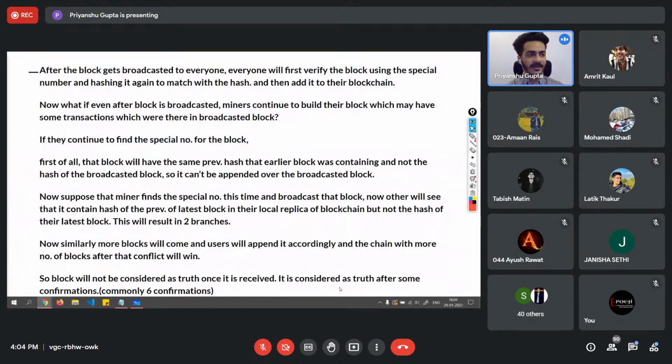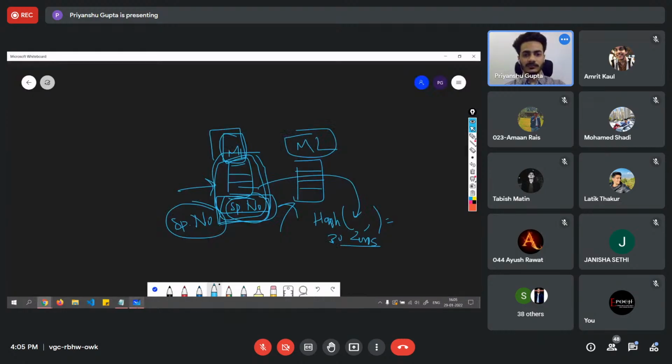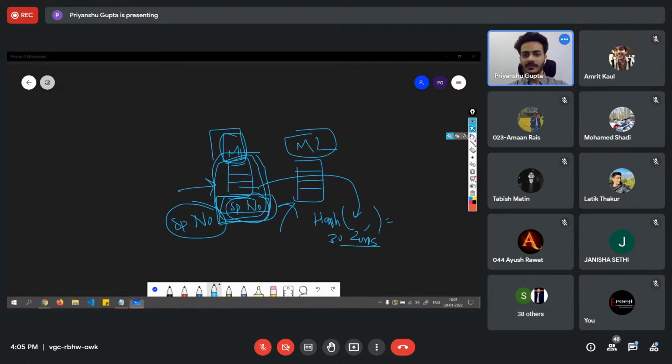What if miner two continues to make that block, continues to find that special number for that block, even after that block got broadcasted? To handle the situation, suppose miner two continued finding the special number for that block. The next time miner two was able to find the special number, this time miner two wins, but the block was the previous one only.